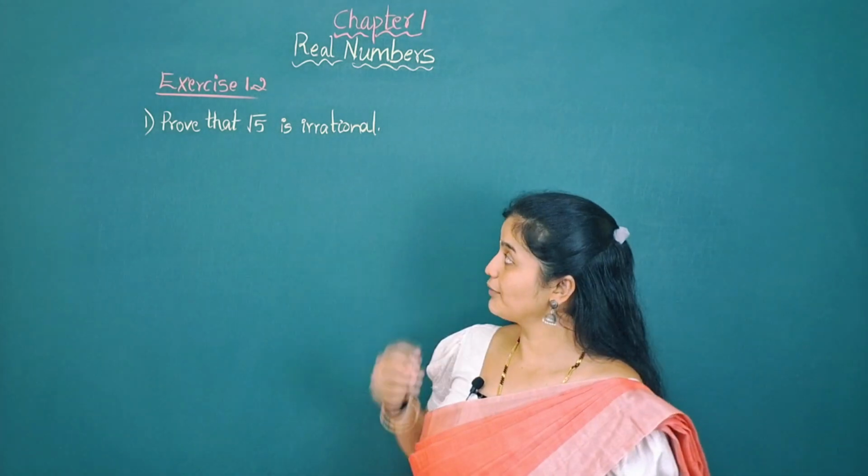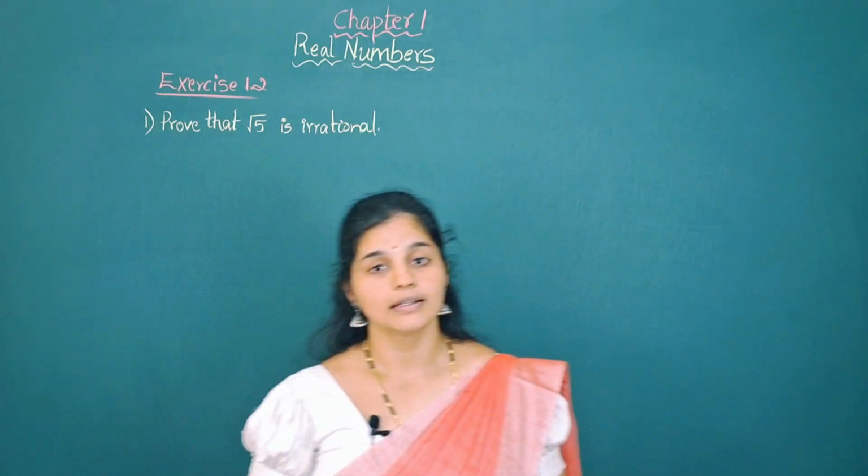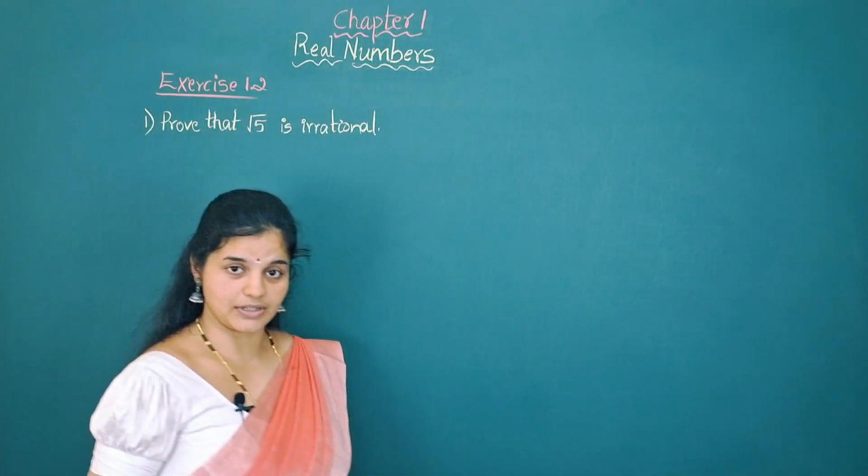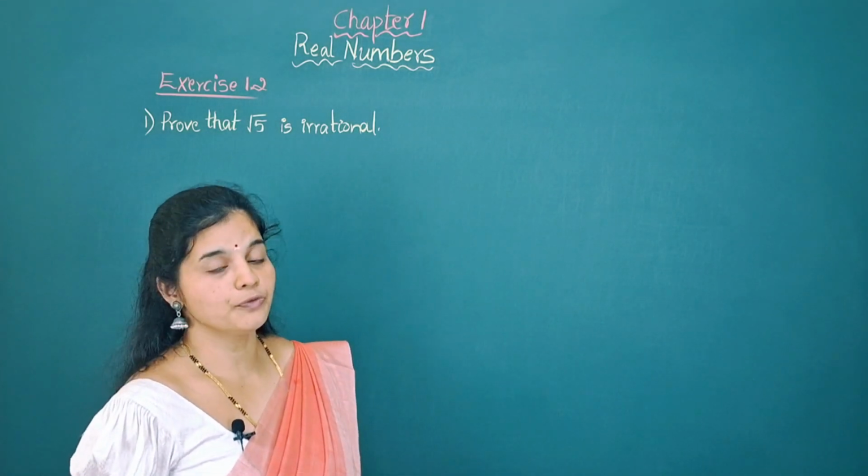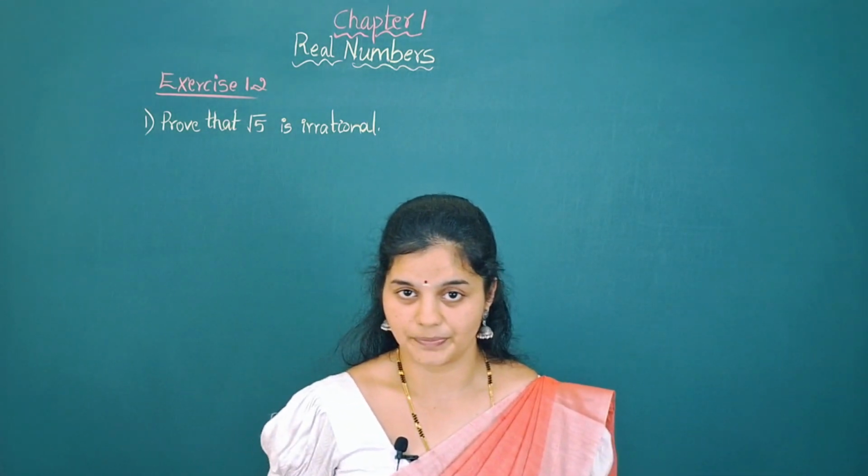Now let us see how you can solve that root 5 is irrational. So how we are going to prove is by the method of contradiction.